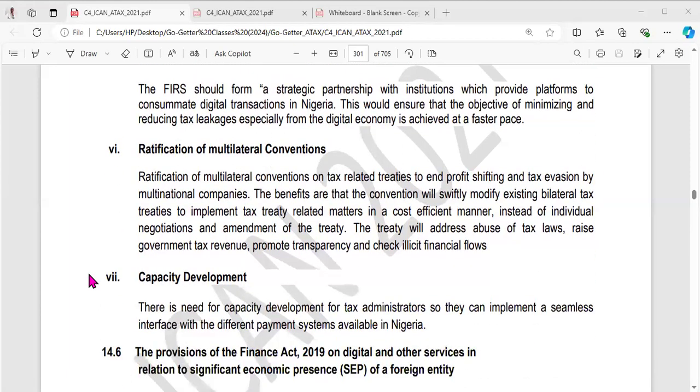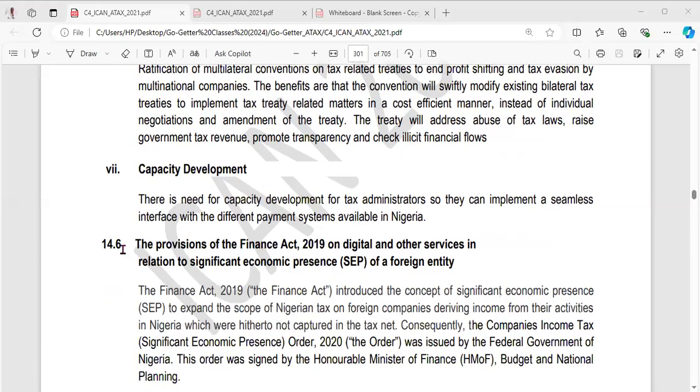Then we have ratification of multilateral conventions. So these conventions on related treaties to end profit shifting and base erosion. If we have multilateral conventions tightening the hole where this base erosion and profit shifting is usually being done, then we find out that most of these revenue leakages or the abuse of tax law using creative tax avoidance will be reduced. Then we have capacity development.